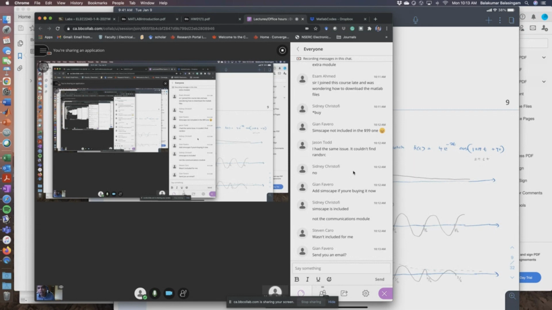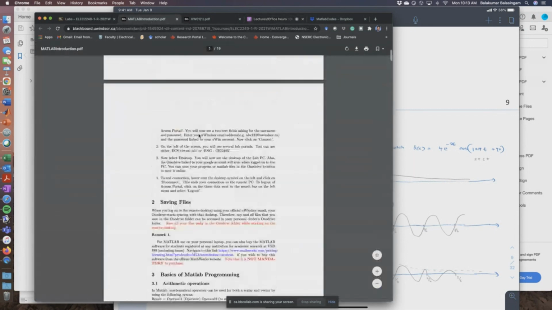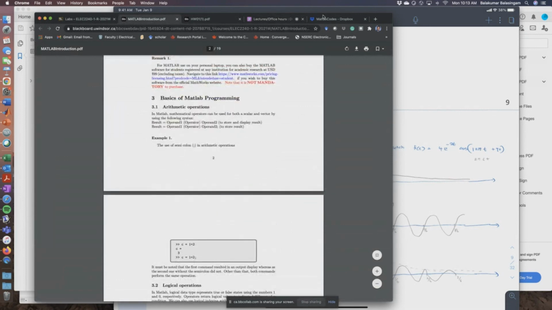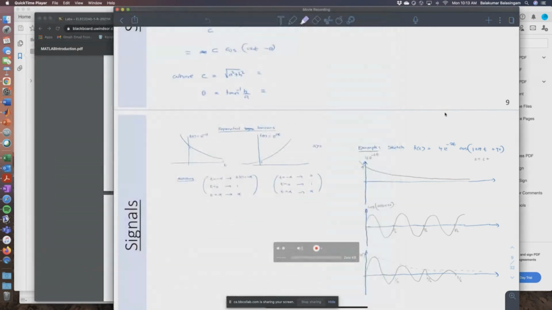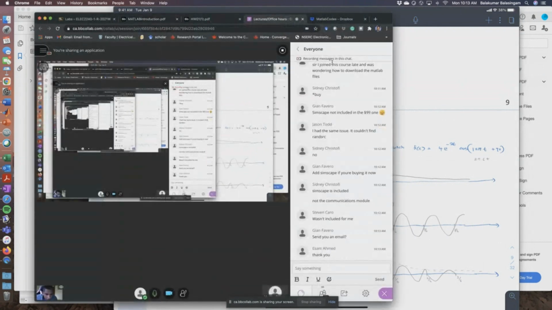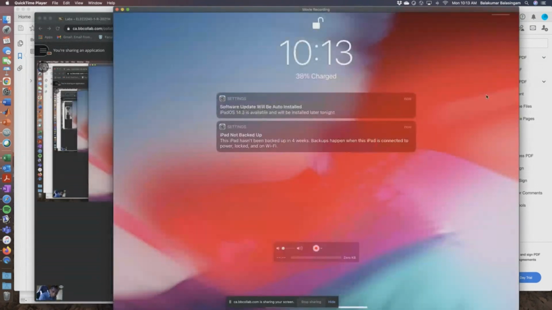Yeah, how to download MATLAB and all that information is here in this tutorial. Everything we put here, accessing MATLAB, how to download, all of that is here. So just go through this tutorial and you have all the details. Okay, what I want to say was that the quiz on Wednesday will cover MATLAB. I think I already said that. Great. Okay, let's get back to business.